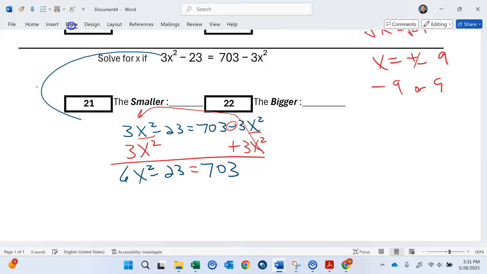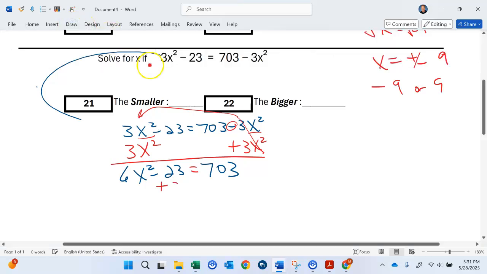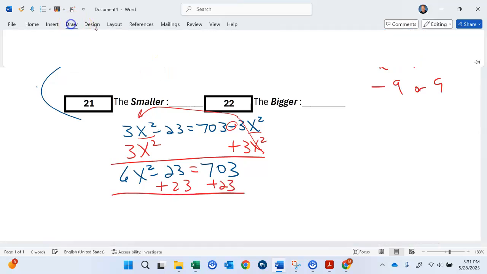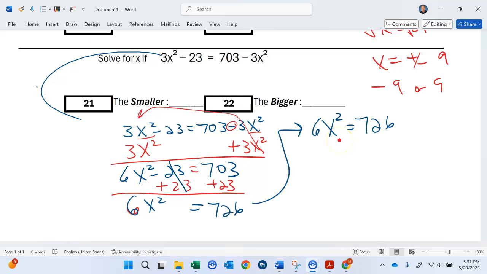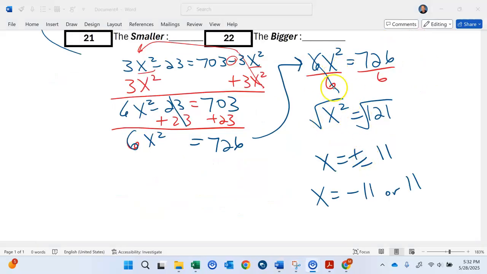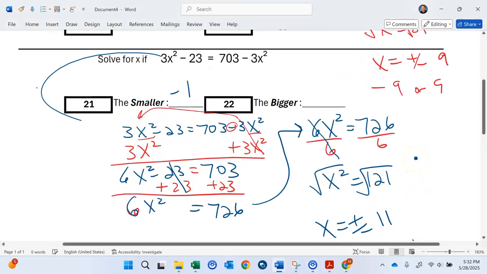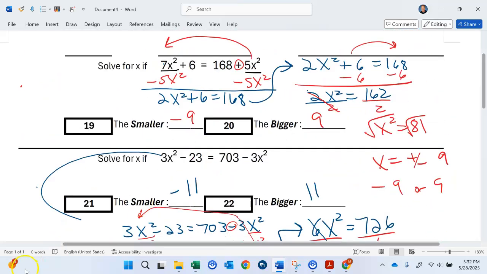So what next? Okay, you probably know we can get these numbers together. 6x squared, this goes bye-bye, 726. Okay, now we need to remove the 6. Okay, so we get x squared equals 121. We take the square root of both sides, so x is equal to plus or minus 11. And we get negative 11 and 11. So that's how you do this kind of problem here, okay?